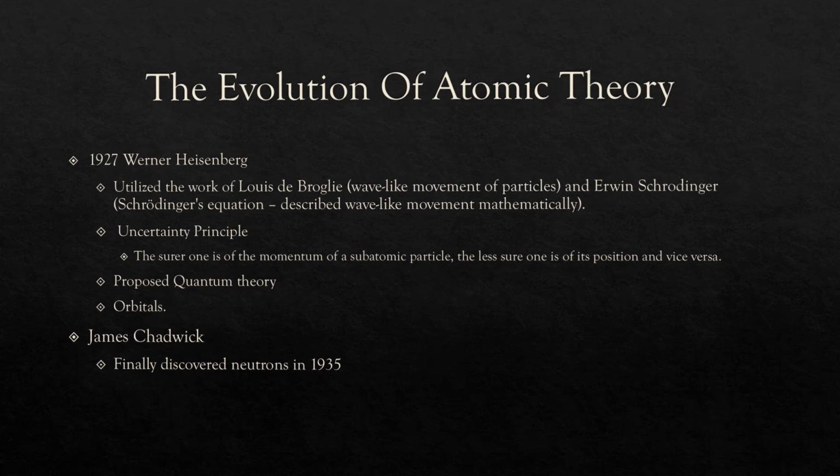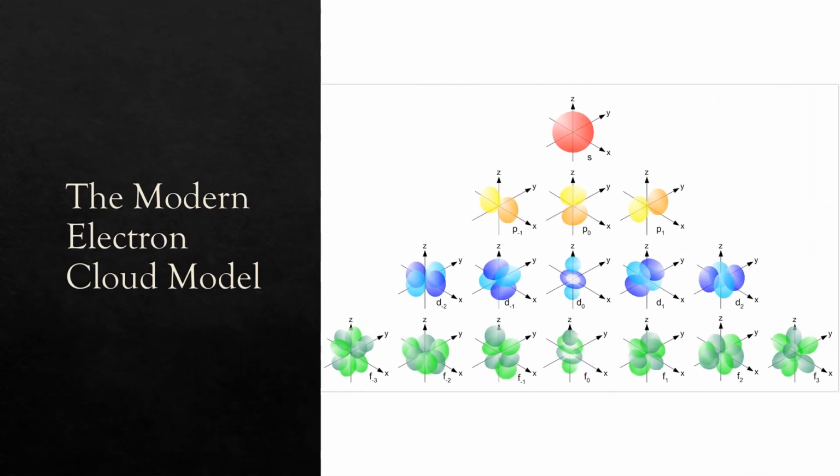With that, we were able to create this model, the electron cloud model. It shows the orbitals, the fact that atoms have orbitals, and in the very middle of this orbital is a little nucleus filled with protons and neutrons.